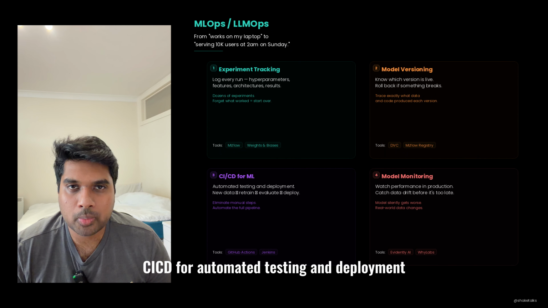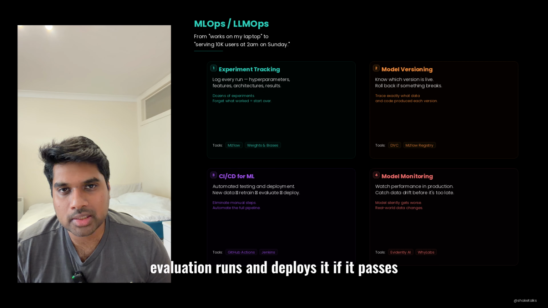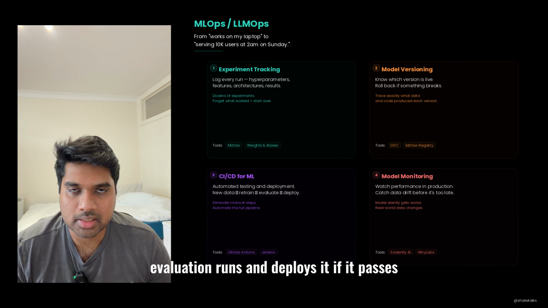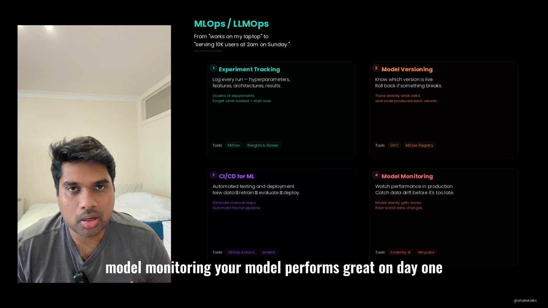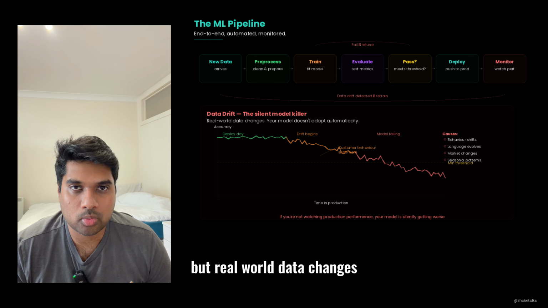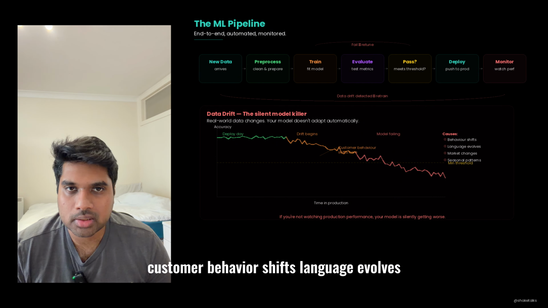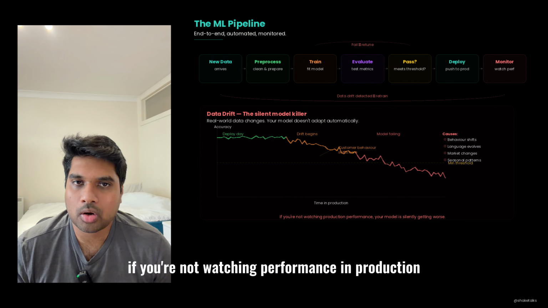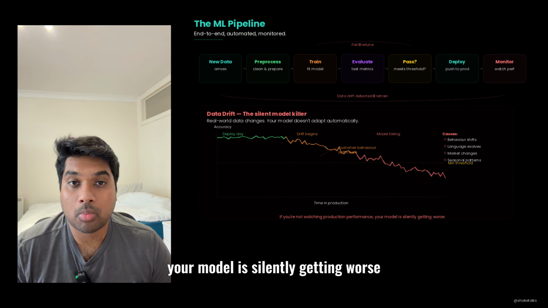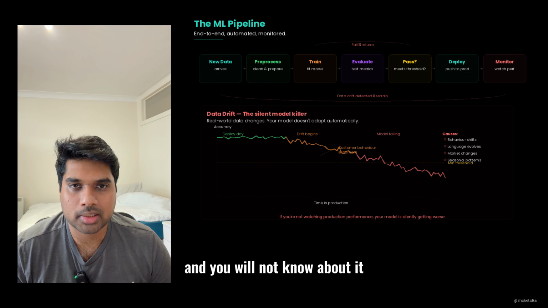CI/CD for automated testing and deployment. New data arrives, the model retrains, evaluation runs, and it deploys if it passes. No manual steps. Model monitoring. Your model performs great on day one, but real world data changes. Customer behavior shifts, language evolves, market conditions move. That's called data drift. If you are not watching performance in production, your model is silently getting worse and you will not know about it.